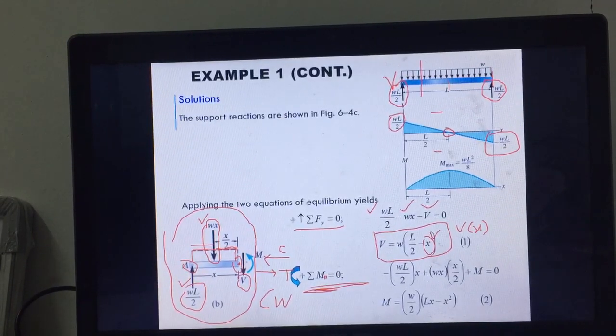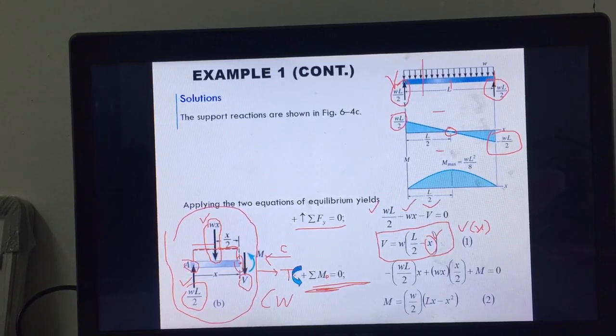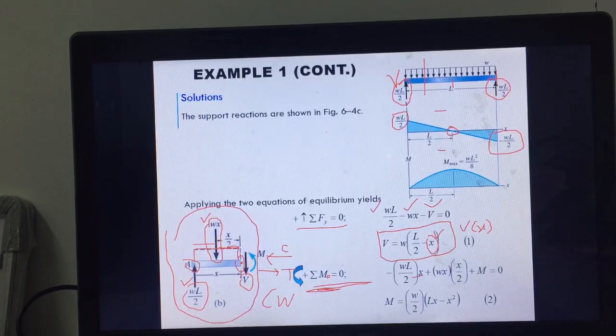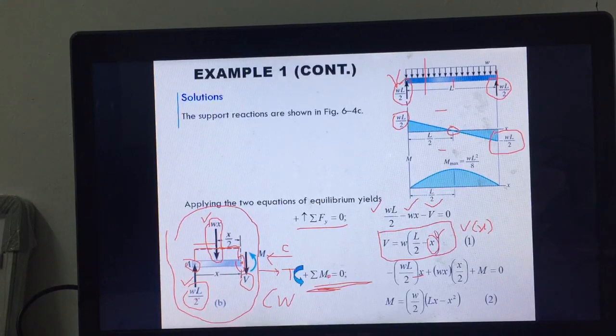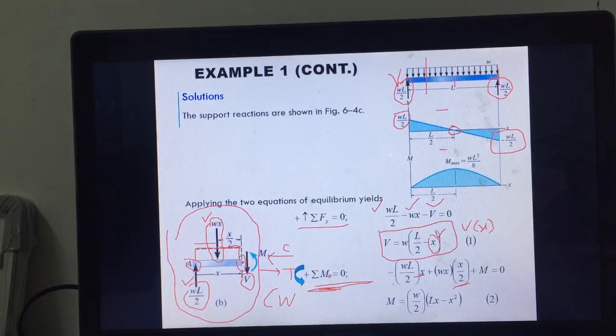So if you do moment about the section, you have to assume positive or negative direction to be positive, whatever. So WL over 2 times x, alright? For the support, the moment generated by the support reaction at A. And then for Wx, you have Wx times x over 2, right? The arm is x over 2 here. And then you have another one, which is the M.